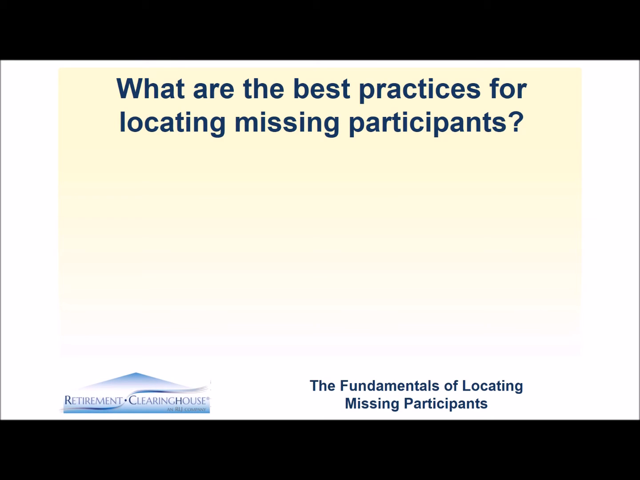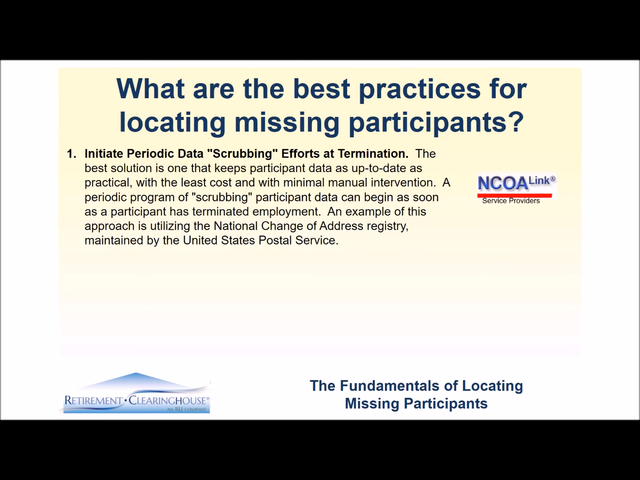What are the best practices for locating missing participants? Number 1, initiate periodic data scrubbing efforts at termination. The best solution is one that keeps participant data as up to date as practical, with the least cost, and with minimal manual intervention. A periodic program of scrubbing participant data can begin as soon as a participant has terminated employment. An example of this approach is utilizing the National Change of Address Registry, maintained by the United States Postal Service.